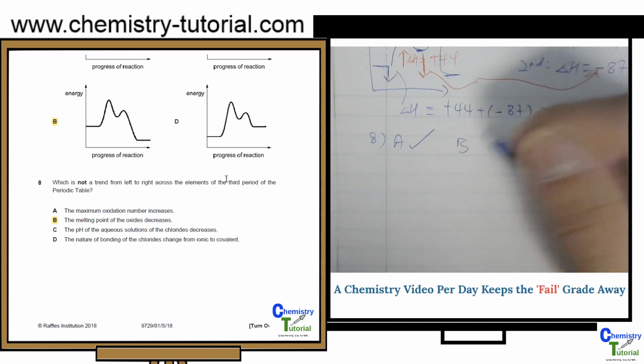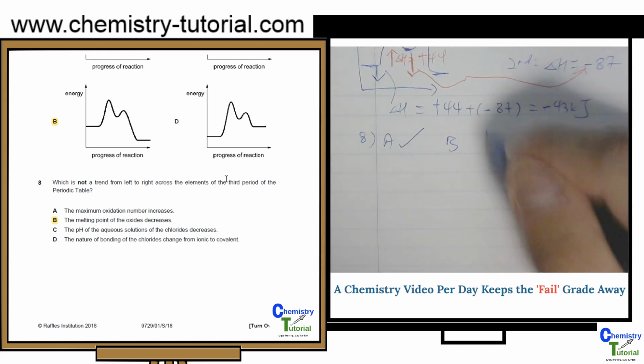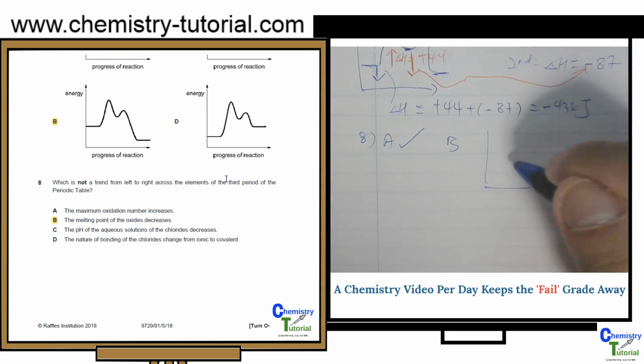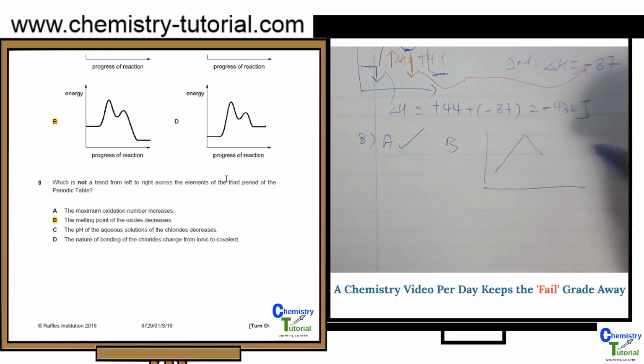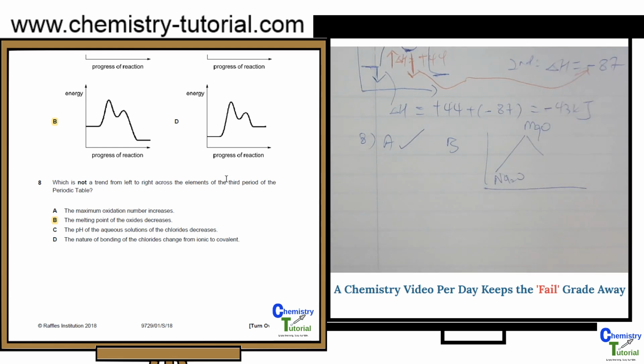Now B itself, the melting point of the oxide decreases. That's not true because, let me just sketch this graph. You need to realize that the melting point of Na2O is lower than that of MgO, but MgO's melting point is actually higher than Al2O3. After that, from here onwards, you have your SiO2, etc. So as you can see, it's not absolutely decreasing because over here there's an increase before a drop. So option B is not a trend.